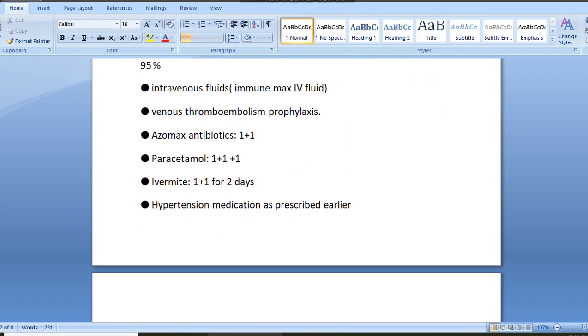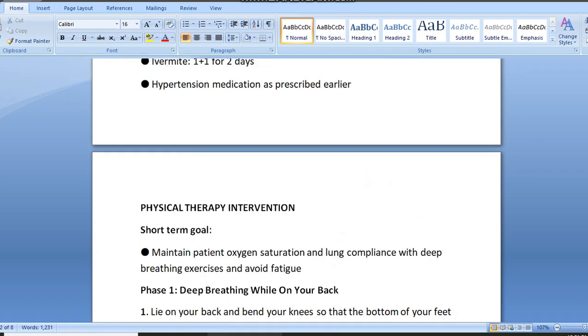1 plus 1 means that. Ivermectin 1 plus 1 for 2 days. Paracetamol 1 plus 1 plus 1. Hypertension medication as prescribed earlier.